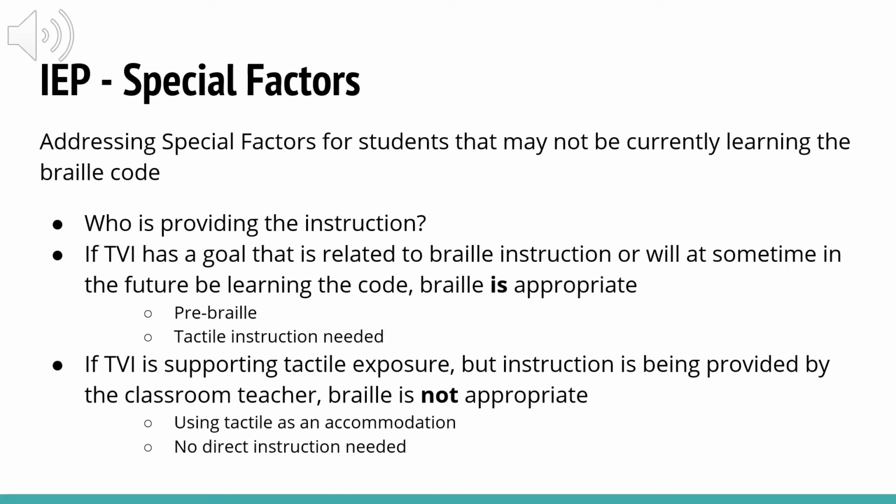When addressing special factors for students that may not be currently learning the Braille code, the team will need to discuss who will be providing the instruction. If the TVI has a goal that is related to Braille instruction or will at some point be learning the code, then Braille is appropriate. This includes pre-Braille and tactile instruction as needed. If the TVI is supporting tactile exposure, but instruction is being provided by the classroom teacher, Braille is not appropriate. This is when we use tactile as an accommodation or no direct instruction is needed.